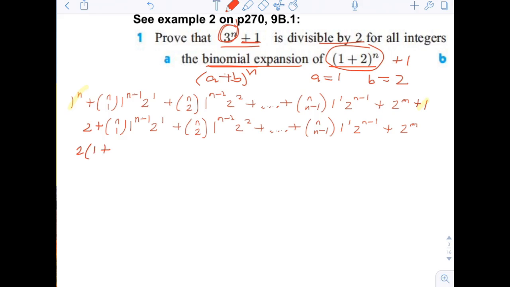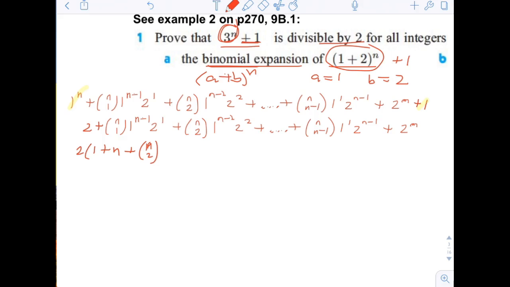So we got 2 plus n choose 1. n choose 1 is, sorry, n. It's not 1. This is n. So then 1 to the n minus 1 is 1. We factored out a 2, so it's not even 2, it's 1 plus 1. Then we have plus n choose 2. We don't know what that is because we don't know what n is.